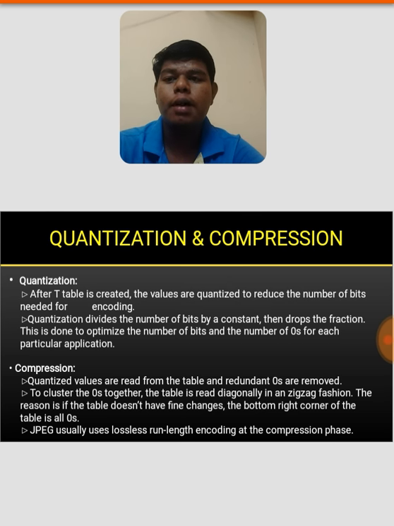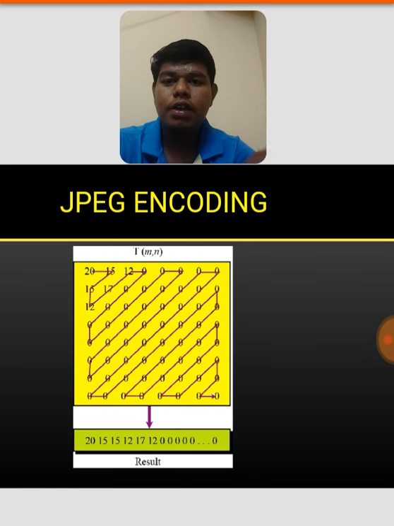The phase we have seen above is quantization. In that, some values become zero after the redundancy, and then the redundant zeros are removed. The cluster of zeros together, the table is read diagonally after removing the redundancy. In a zigzag way we calculate the compression and get a new compression. For example, from the T table we get these numbers, and by the zigzag way we encode them, and the result will be 20, 15, and likewise the rest in zigzag order.